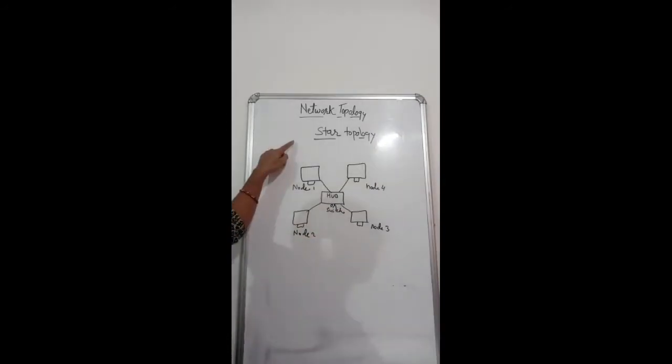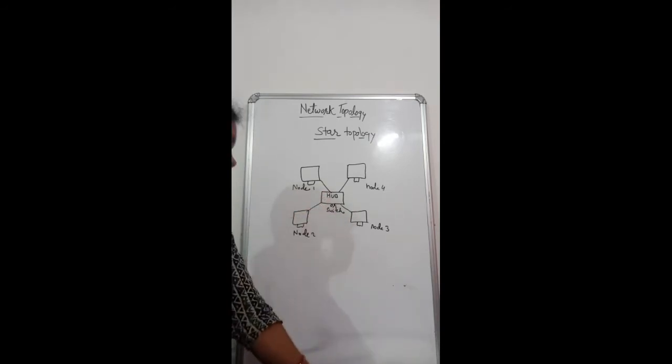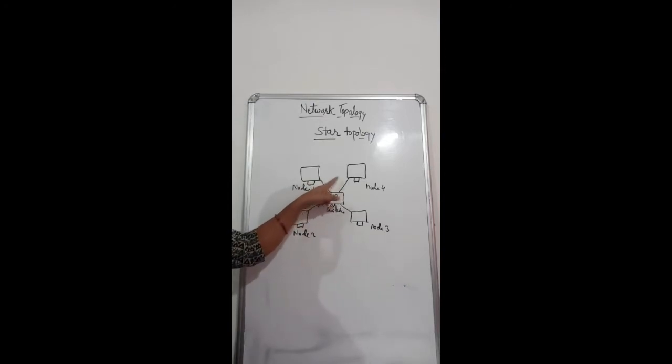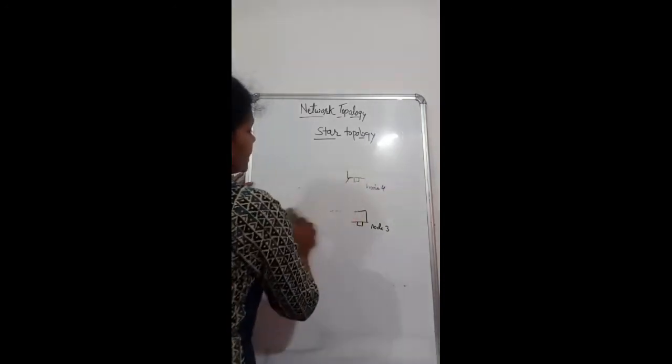So children, this is the star topology. The definition: star topology is where all the computers are connected by a central cable, or central device, that is called a hub or switch. The hub or switch controls all the functions of the network. Okay, now come to the next point, that is the advantages of star topology.